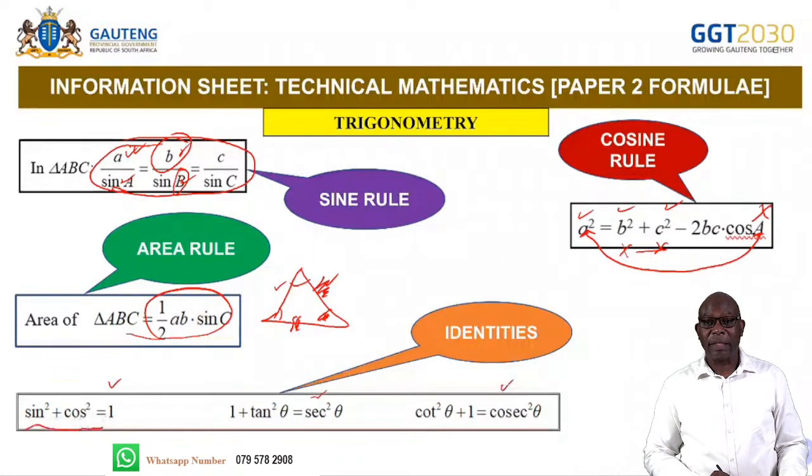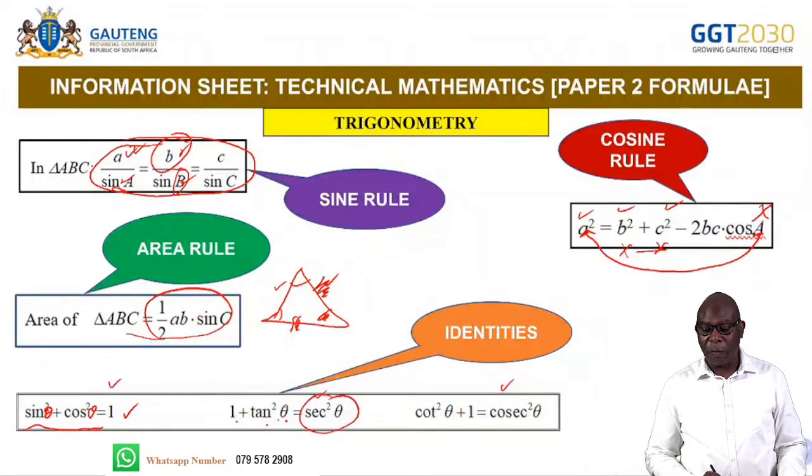Sine squared theta plus cos squared theta. Remember, there must be an angle here. Sine squared theta plus cos squared theta equals 1. We call it a famous 1. The other one is 1 plus tan squared theta equals sec squared theta. The last one is cot squared theta plus 1 equals cosec squared of theta.